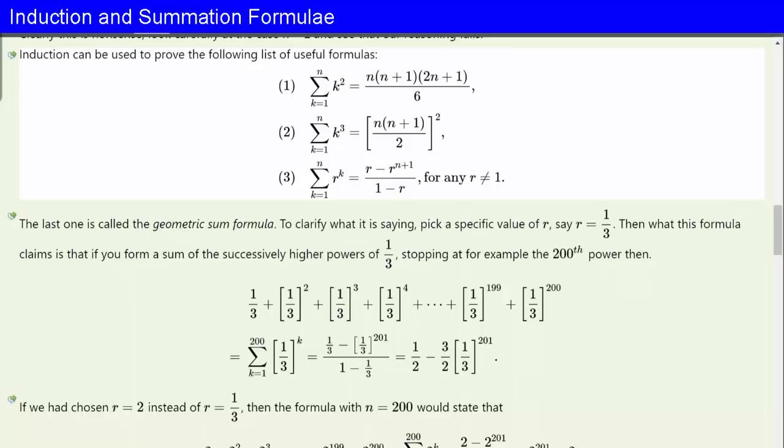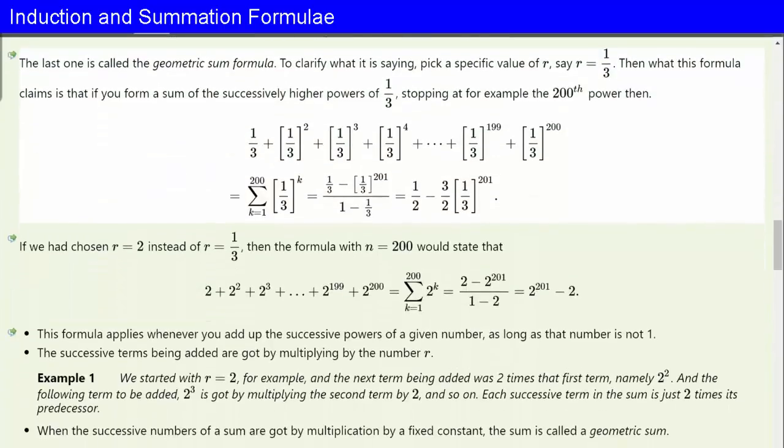And also, we have a formula for summation of powers of a fixed number r. If you add up the numbers r to the kth power, starting with k equal 1 and ending with k equal n, here r is a given fixed number, that's the same as the ratio r minus r to the power n plus 1 divided by 1 minus r. And this works for any r different from 1. Obviously, when r equals 1, the sum is just n.